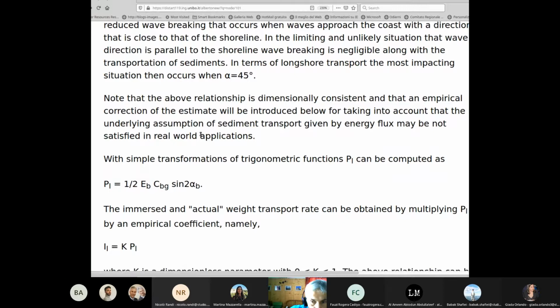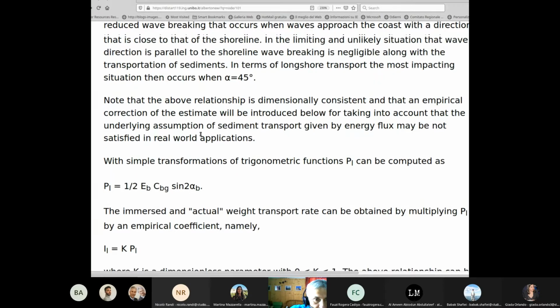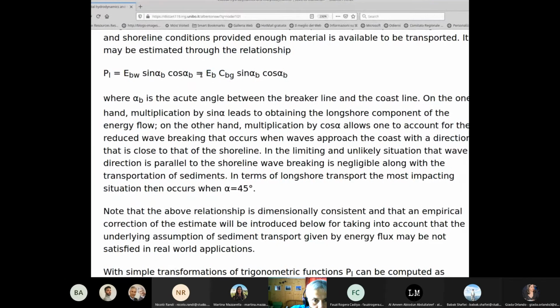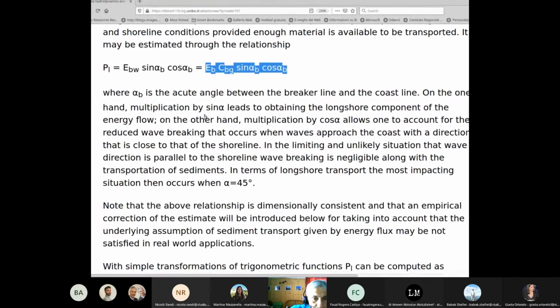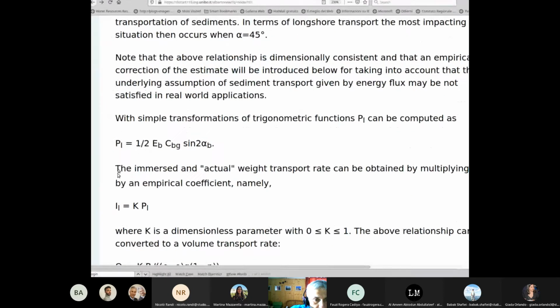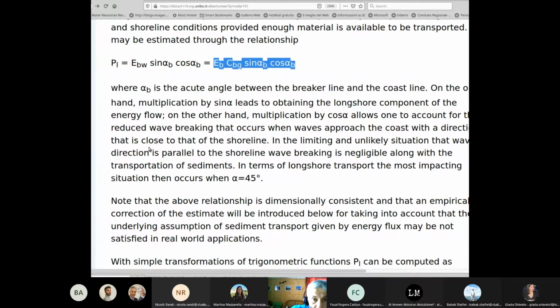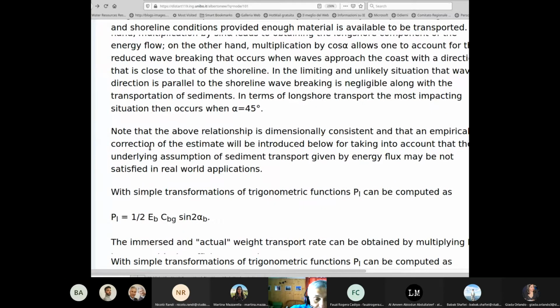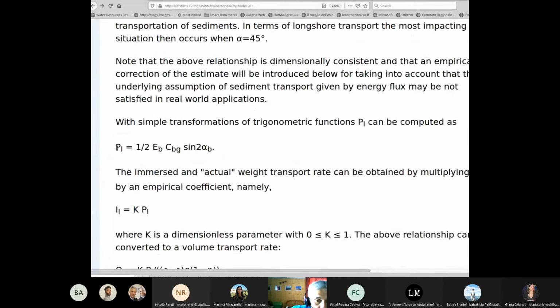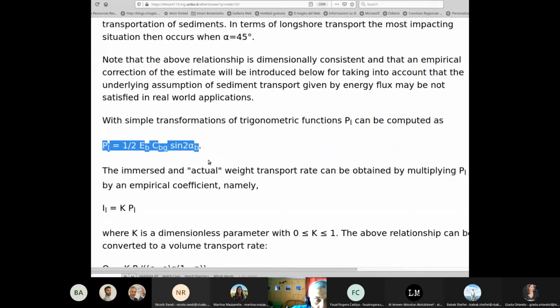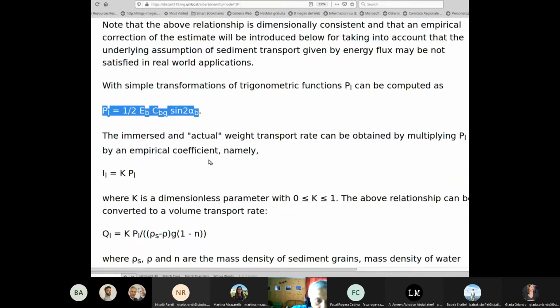Okay, now we can transform this relationship here with a simple trigonometric transformation in this one. So let's see once again what we have selected here. Remember that CBG is the group velocity, EB is the energy flux. It can be written in this way, and it is a simple trigonometric transformation. And you can check easily in Excel that it works.